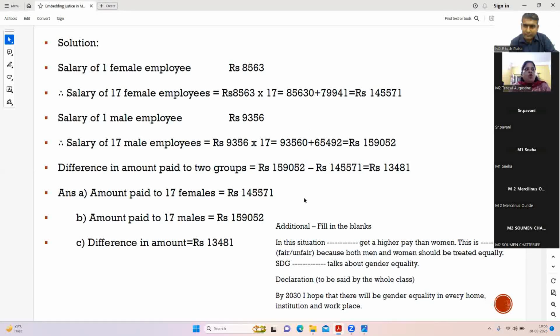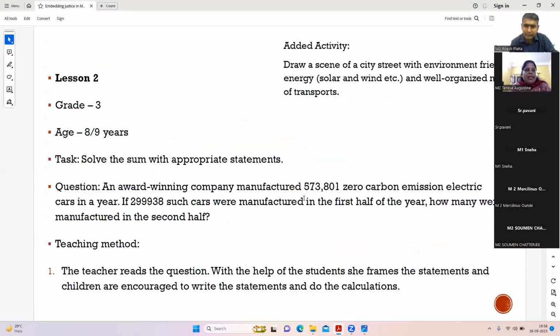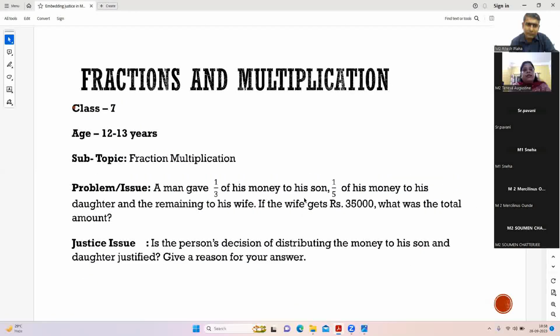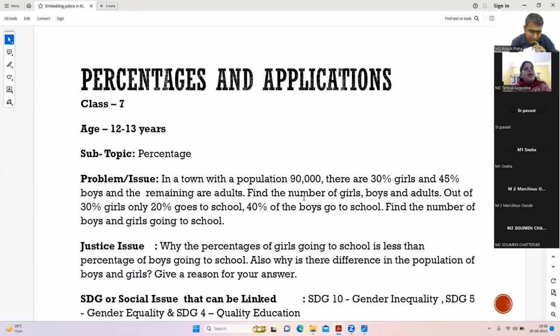I will now go over to a class 7 lesson on percentage. In a town with a population of 90,000, there are 30% girls and 45% boys, and the remaining are adults. Find the number of girls, boys, and adults. Out of 30% girls, only 20% go to school, and 40% of the boys go to school. Find the number of boys and girls going to school.